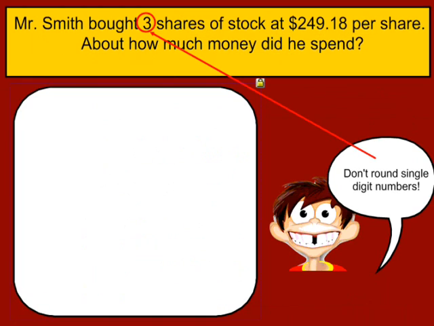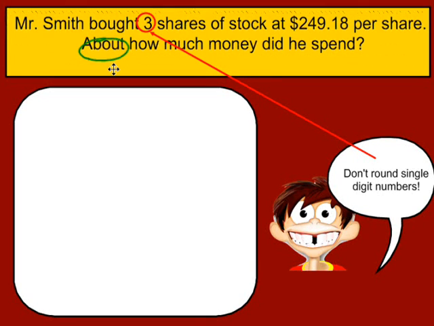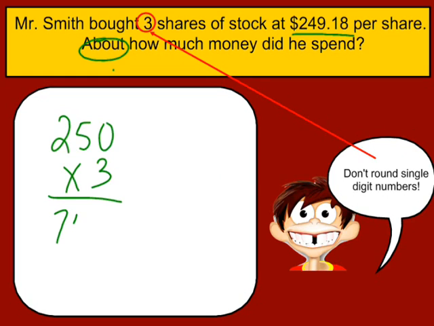All right, let's just look at one more last example. I already mentioned this, but when you have single digits, you really shouldn't round them. So Mr. Smith bought 3 shares of stock at $249.18 per share. About how much money did he spend? Well, if I were doing this, I would probably round $249.18 to 250 and just multiply that times 3. That'd be real easy to do in your head.